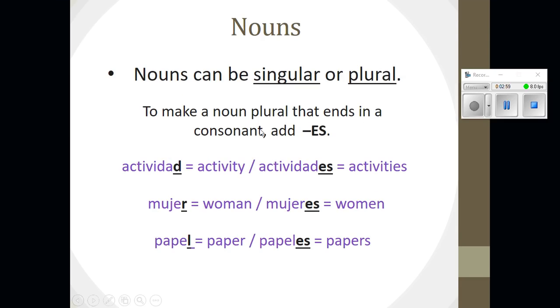To make a noun plural that ends in a consonant, you add ES. So notice here, actividad ends in a D, which is a consonant. Mujer ends in an R, which is a consonant. And papel ends in an L, which is also a consonant. To make actividad, mujer, and papel plural, we must add ES. Actividades, mujeres, and papeles. At this time, pause the video and fill in how to make a noun plural if it ends in a consonant.